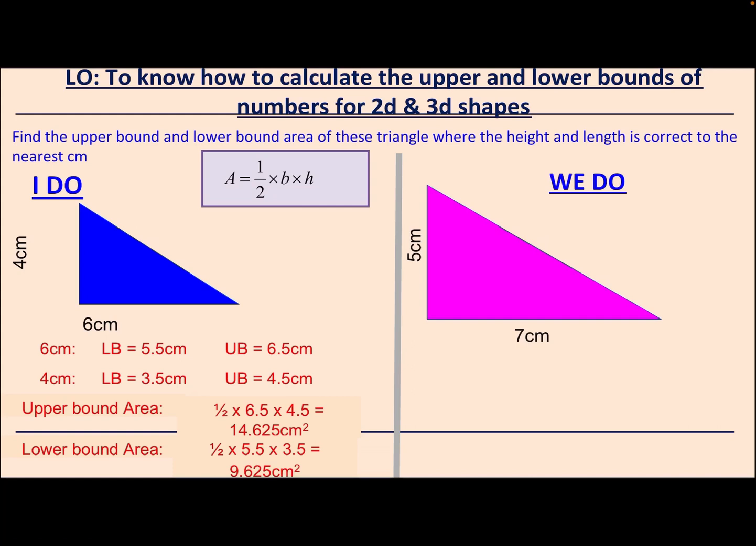Okay guys, now I'm going to show you the answers. So for the upper bound area, the answer is going to be 20.625 centimetres squared. And for the lower bound area, it's going to be 14.625 centimetres squared. Alright, I am going to be moving on, so make sure to pause the video if you need more time.